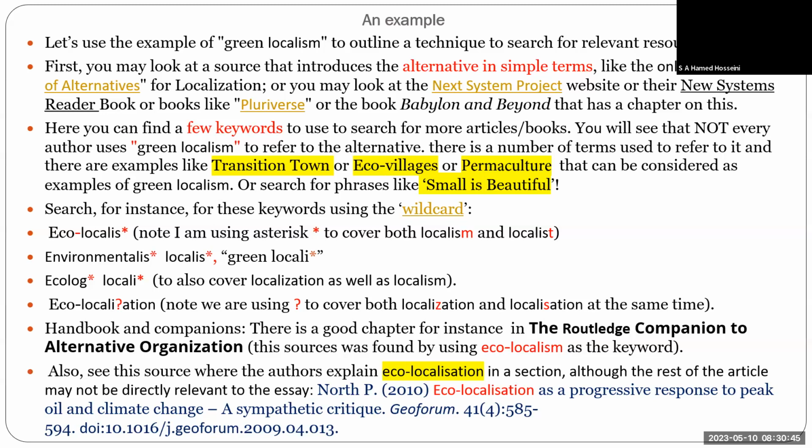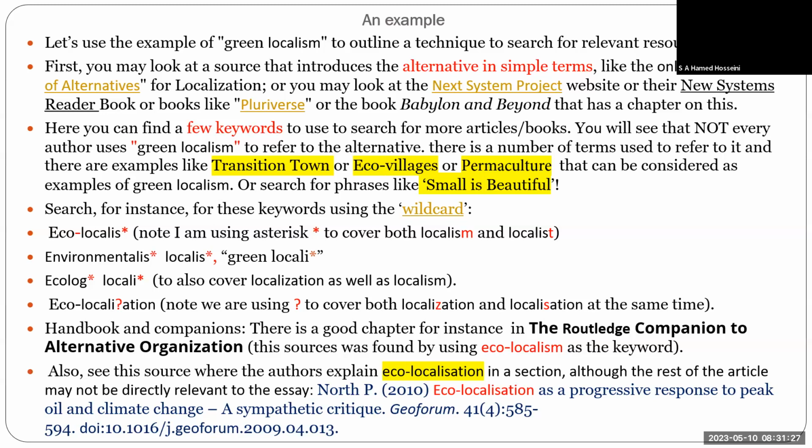Again, even with eco-socialism, be careful. Sometimes you have to put a hyphen or remove the hyphen, so you won't miss anything. Okay, and another thing that we can do, again, after consulting the very first few sources we found on green localism. Okay, before I forget, eco-anarchism, right? Some people refer to it as green anarchism. That's also another. So eco could also be replaced with green when you do the search.